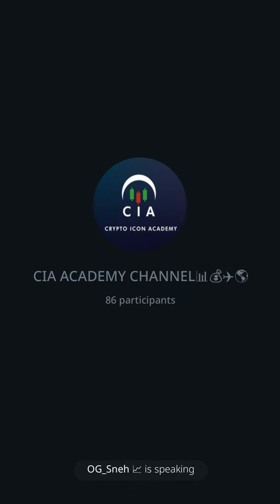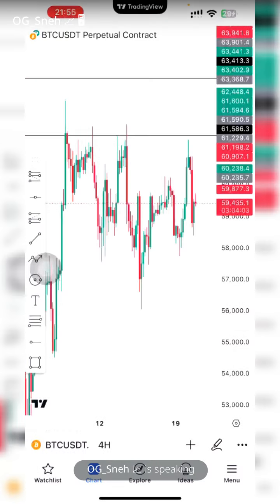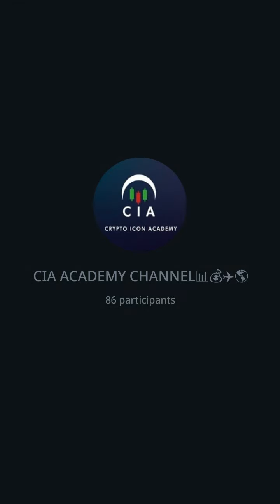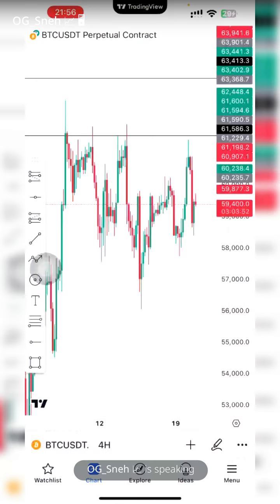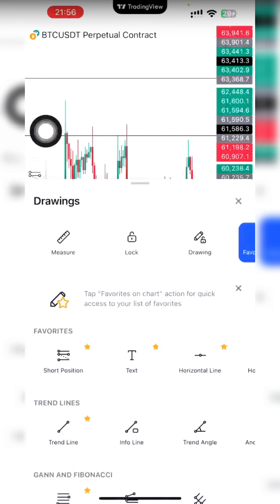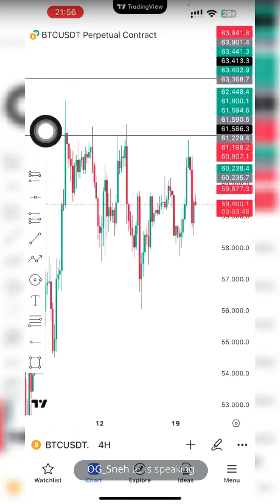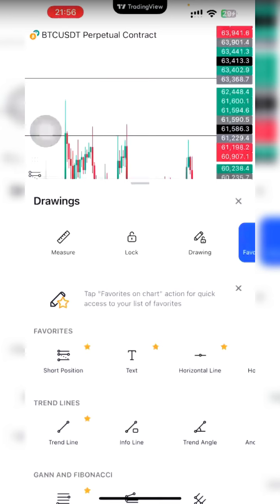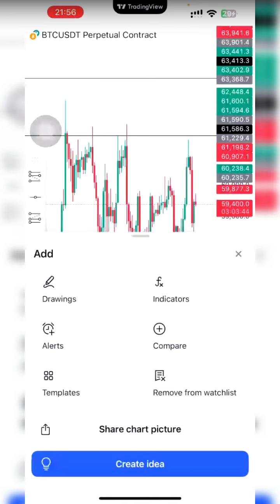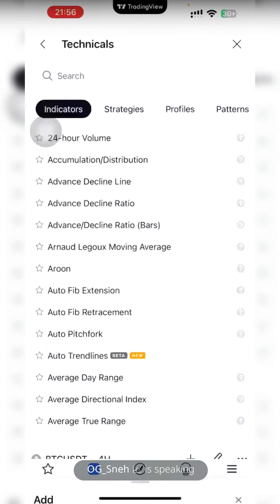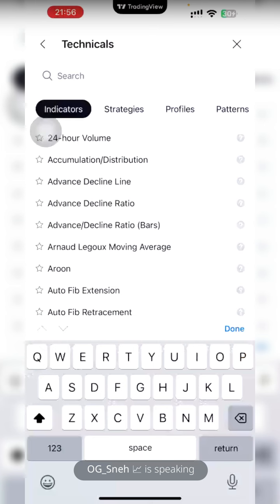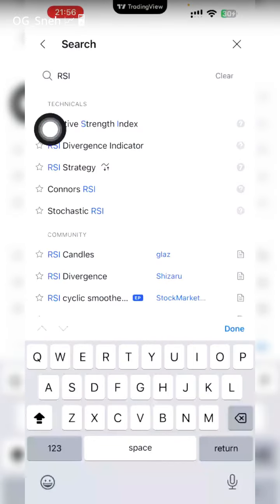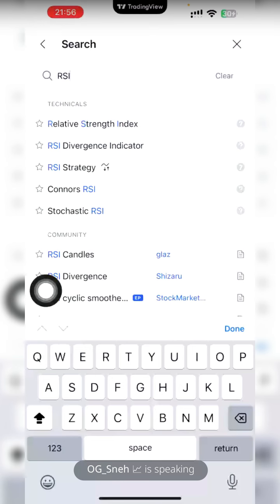Indicators, just from the name, it indicates, it's just like a signal. You understand? There are a lot of indicators. Let me add this now, maybe RSI. So there are different indicators, a lot of indicators. I want to add this RSI now. Relative Strength Index, it has been added. Can you see it's loading?